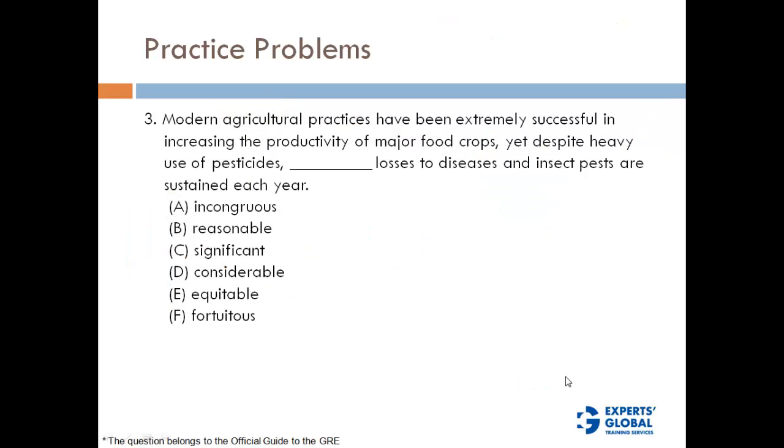Let's move to this one, please give it a try. What are the two ideas here?